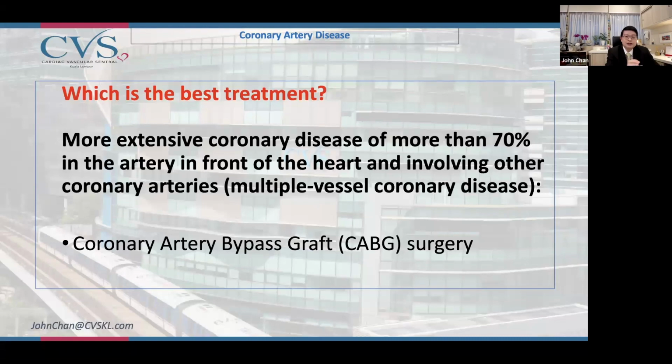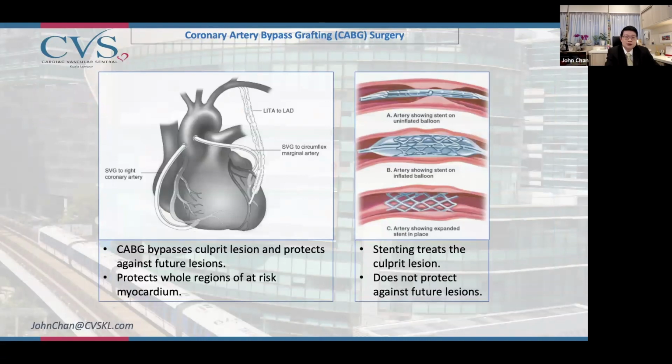So there are various treatment options depending on the severity of the coronary disease. The difference between stenting and coronary bypass: stenting obviously would treat the culprit lesion, but it treats only a single lesion, and it does not protect against future lesions if they should happen. Whereas bypass surgery, because it bypasses the whole area which is at risk, not only treats the culprit lesion but also protects against future events as well.